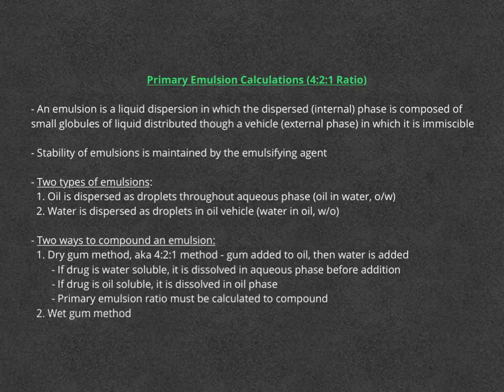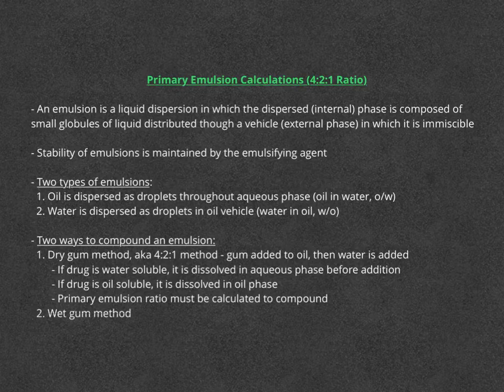The one that we're going to focus on today, and we do this by using a mortar and pestle or a bottle as pharmacists, is the dry gum method. You may also hear this referred to as the continental method. We'll call this the 4-to-2-to-1 method. I'll explain what that means in just a moment. There's also what's called the wet gum method, which we're not going to cover today.